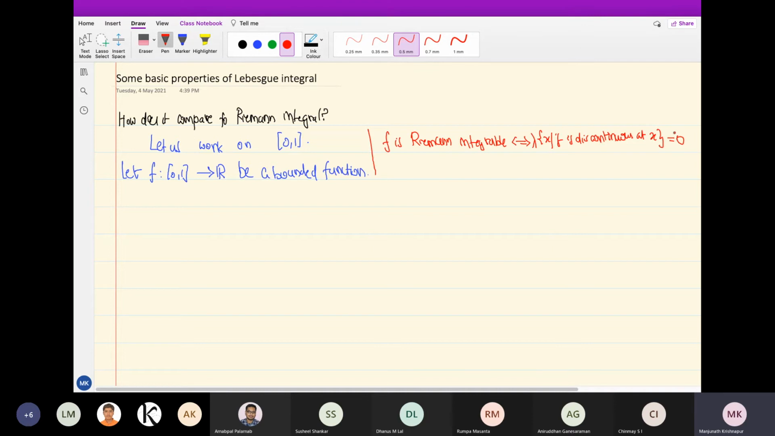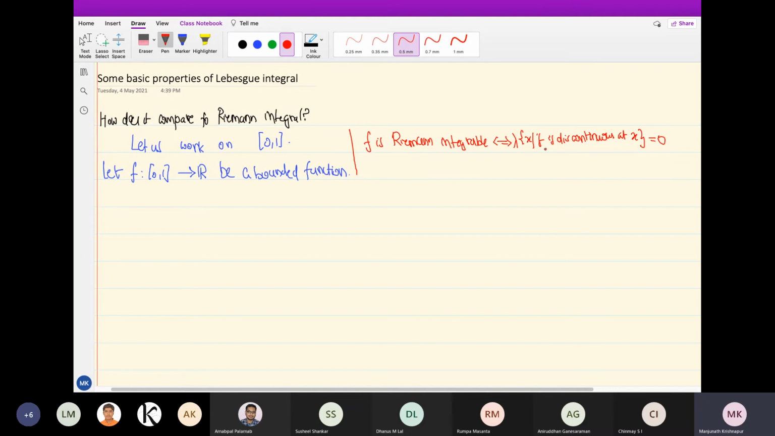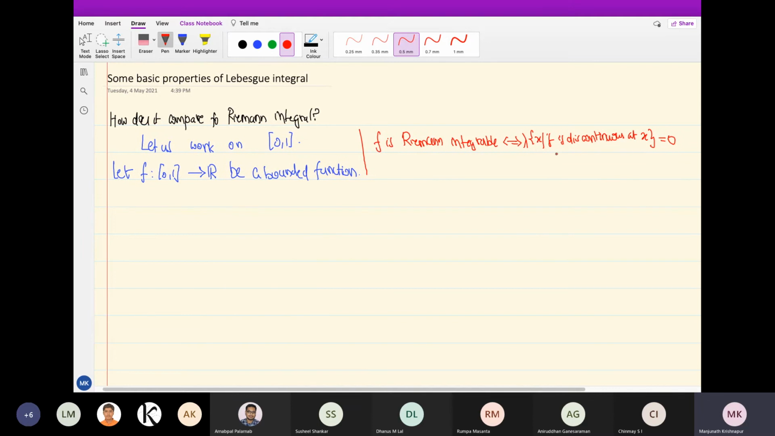You may worry that you did not introduce Lebesgue measure, so how would you have seen that? But 0 Lebesgue measure is easy to define. A set has 0 Lebesgue measure if you can cover it with countably many intervals whose sum of lengths is arbitrarily small. So you can define 0 Lebesgue measure sets without defining Lebesgue measure itself. But now we know Lebesgue measure, so let's use that symbol. f is Riemann integrable if and only if the set of discontinuity points has 0 Lebesgue measure. This is a theorem of Vitali, called the Vitali-Lebesgue theorem or something like that.